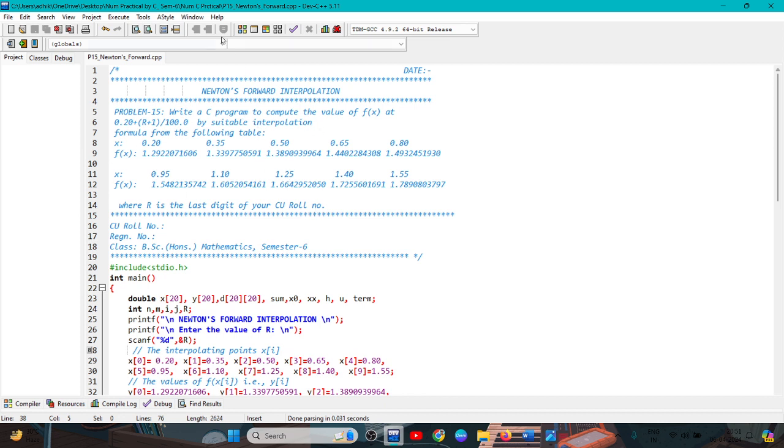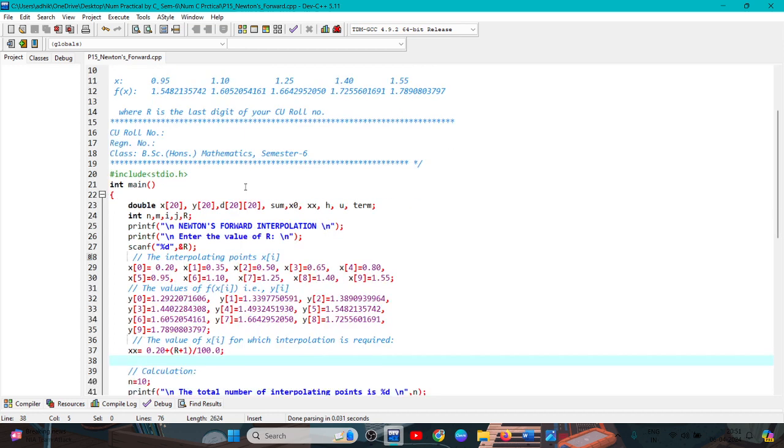So we can use Newton's interpolation formula, but here we use Newton's forward because this x, 0.20 plus (r plus 1) by 100, lies between 0.20 and 0.35. So this x is in the beginning of the table. So we use Newton's forward interpolation formula. And this is the programming.